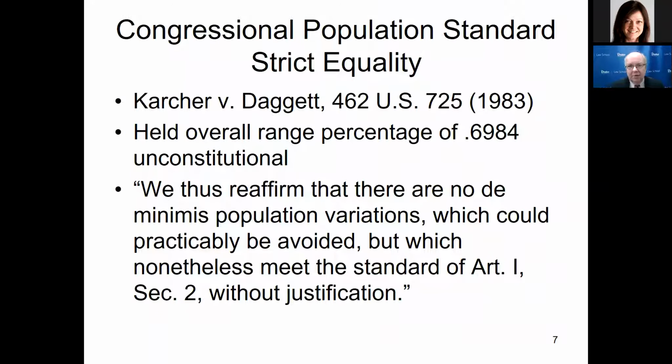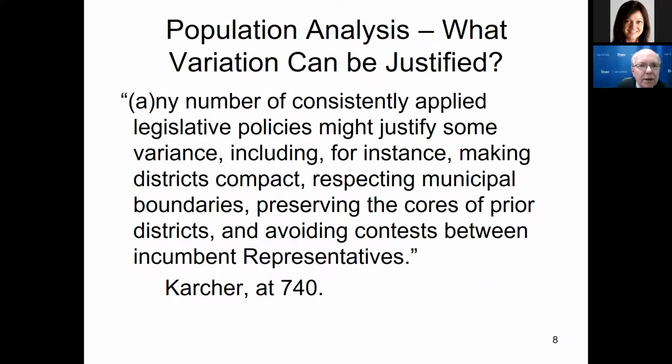The key case in establishing the population equality standard for congressional districts is Karcher versus Daggett. That case held that an overall range percentage of 0.69% was unconstitutional. The Court reaffirmed that there are no de minimis population variations which could practically be avoided, which nonetheless meet the standard of Article 1, Section 2 without justification. The Court did, however, note that certain variations can be justified, and that any number of consistently applied policies might justify some variance, including, for instance, making districts compact, respecting municipal boundaries, preserving the cores of prior districts, and avoiding contests between incumbent representatives.